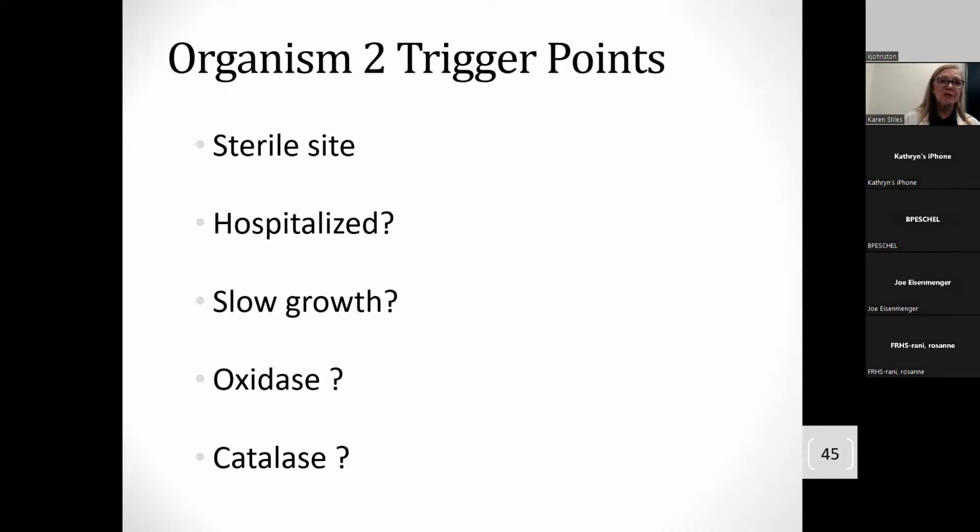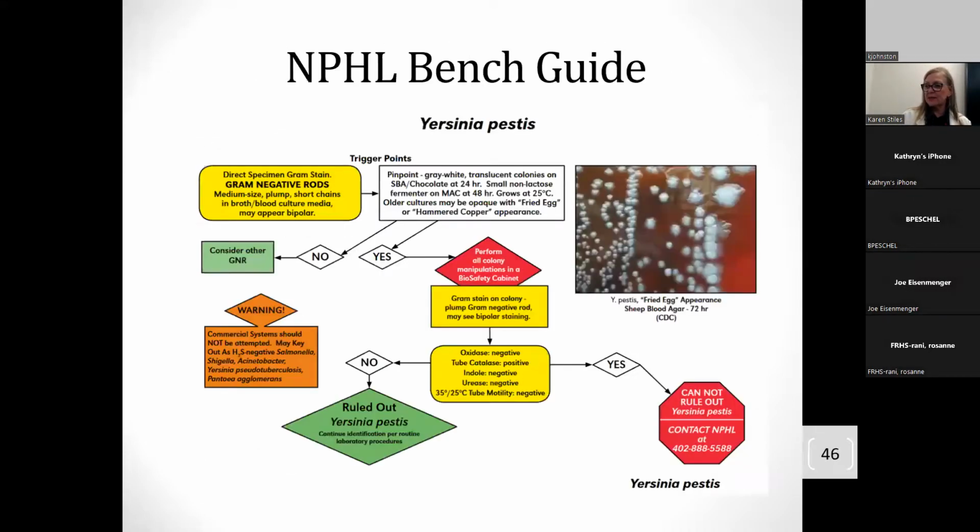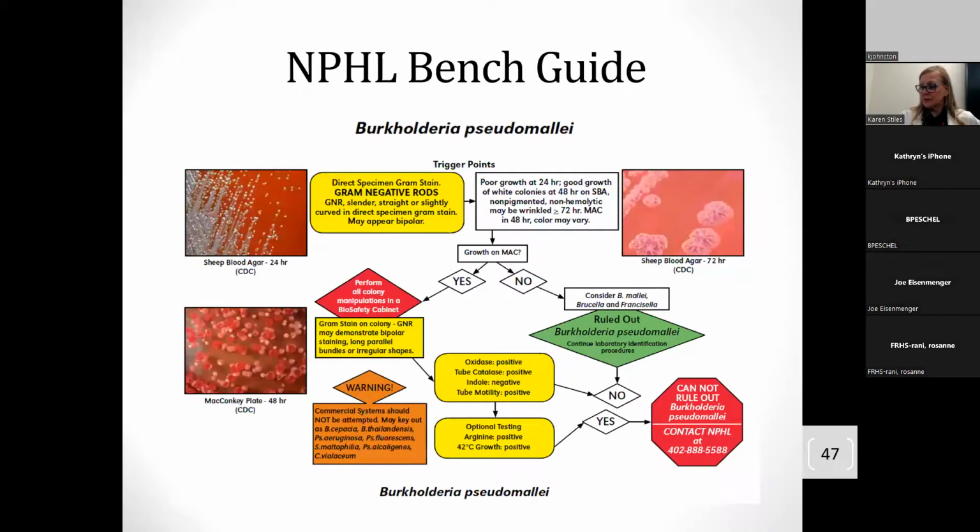You know, most Burkholderias are not going to grow this well. It just so happened our mimic grew this well. It was oxidase positive, catalase positive. So that really does put us into this flow chart. We've completed the first part, and the first two reagents.